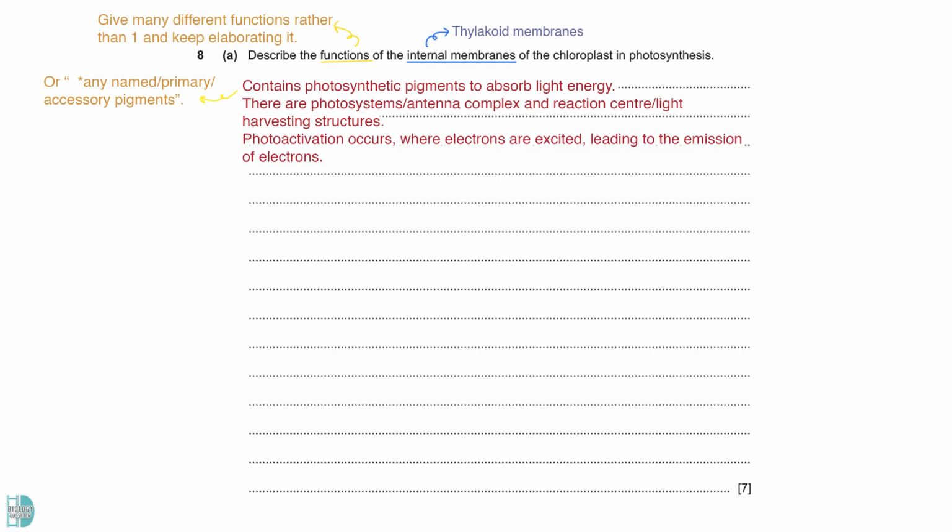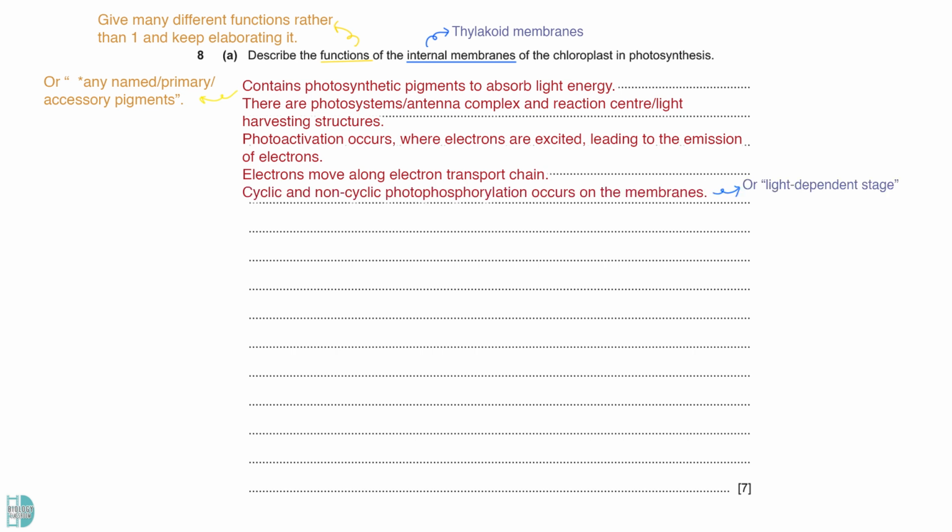Photoactivation occurs where electrons are excited, leading to the emission of electrons from the reaction center. The electrons will then move along the electron transport chain. If you name the processes that occur, you can get a mark as well. Those membranes also contain enzymes for the photolysis of water. They are called the oxygen evolving complex.